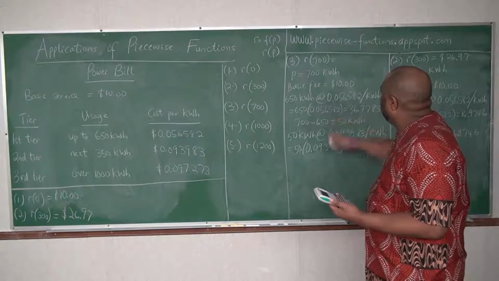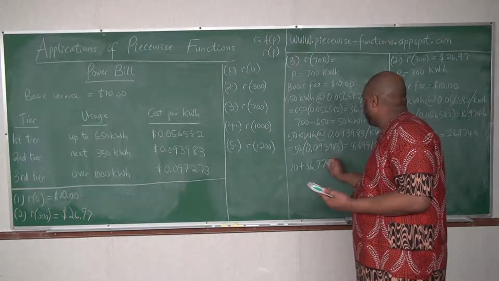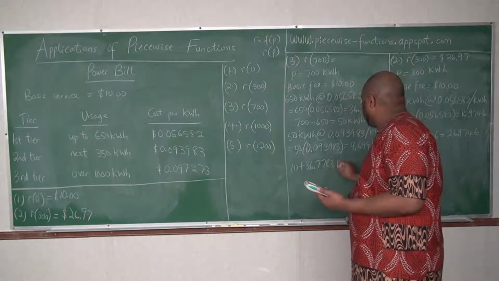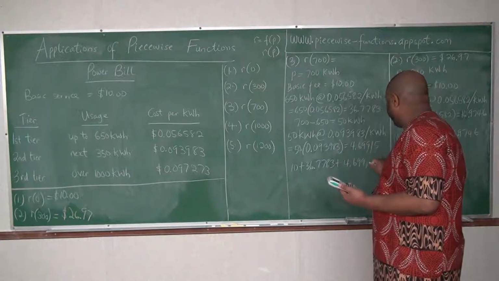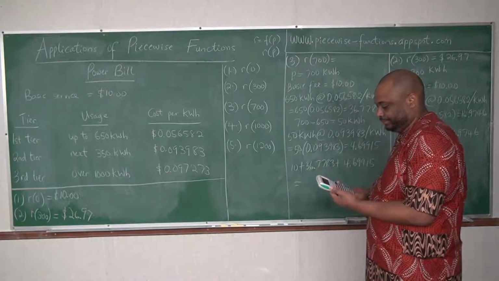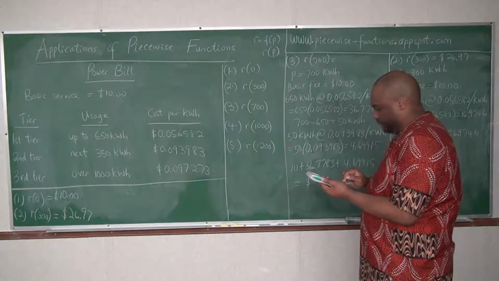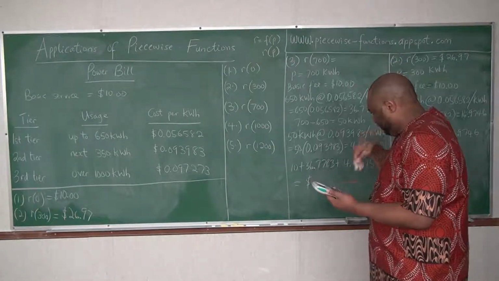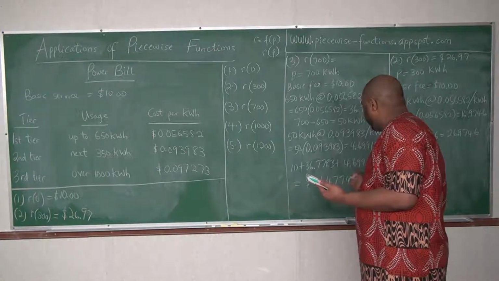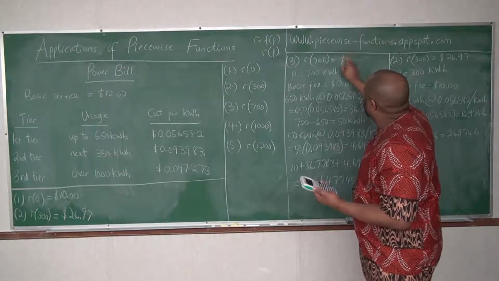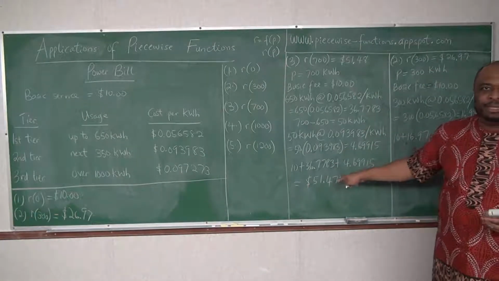4.69915. So we now add everything, 10 plus 36.7783 plus 4.69915, and that is 46.7783, 51.47745. So the cost here will be $51.48. So you do not round intermediate calculations.